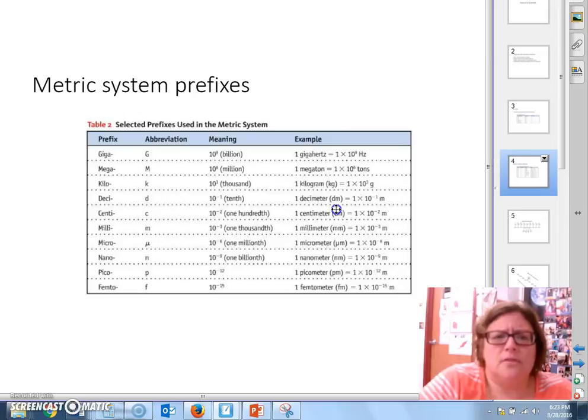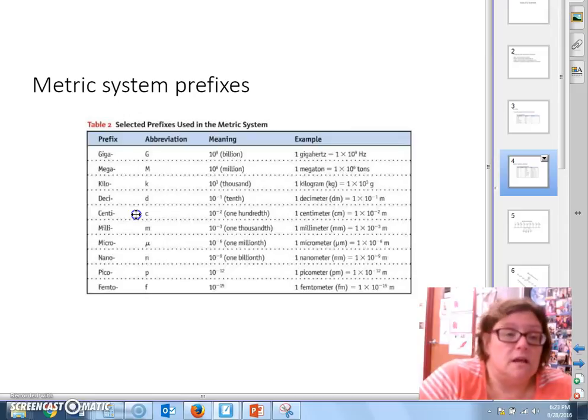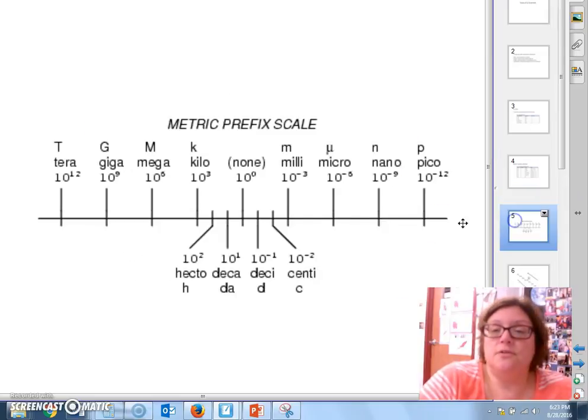What's the good part about the metric system? Well, they're all based on powers of 10. So it's much easier to calculate. A centi is 10 times bigger than a milli, so you just multiply milli times 10. A kilo is 1,000 times bigger than the base unit. So on and so forth.